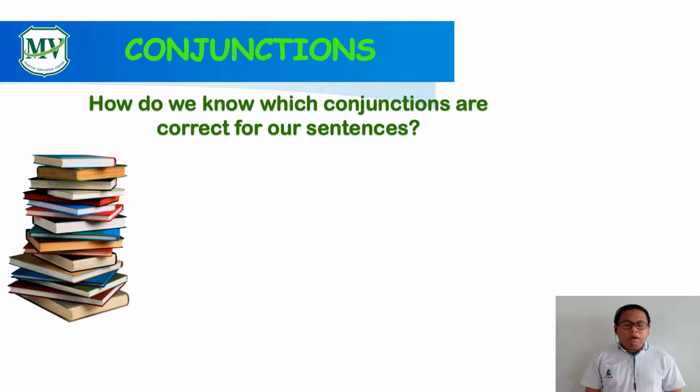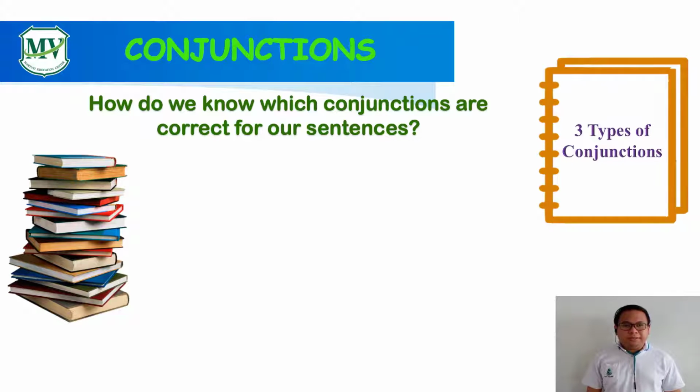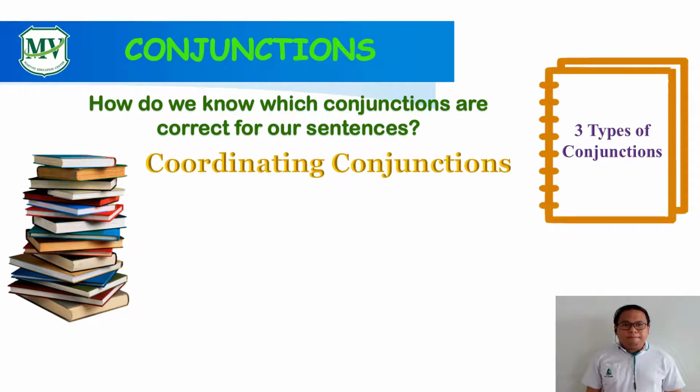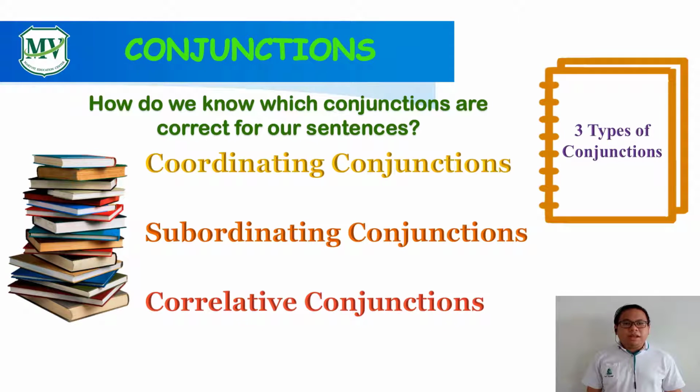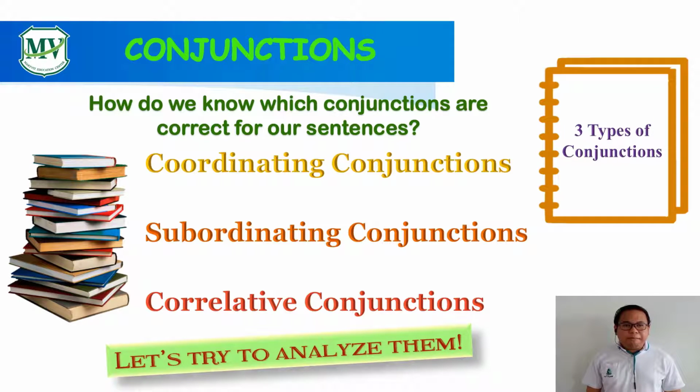How do we know which conjunctions are correct for our sentences? Simple. Conjunctions are divided into 3 groups: coordinating, subordinating, and correlative conjunctions. Now, what are their differences? Let's try to analyze them.